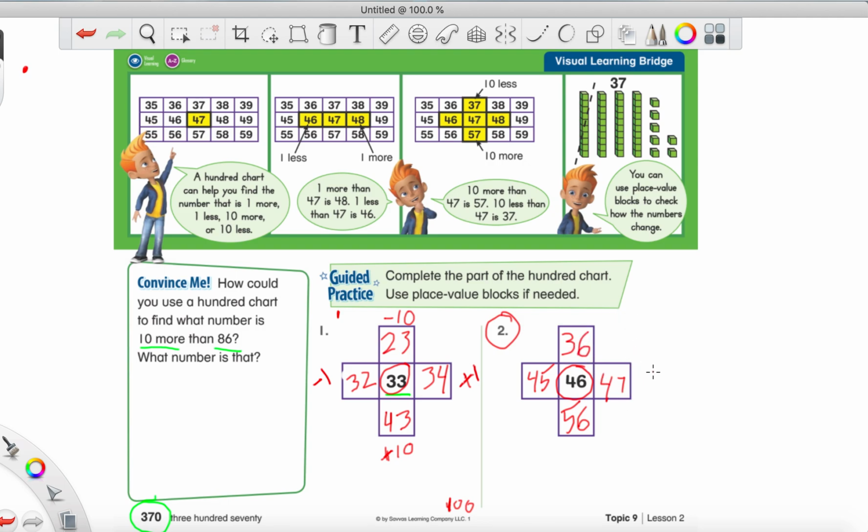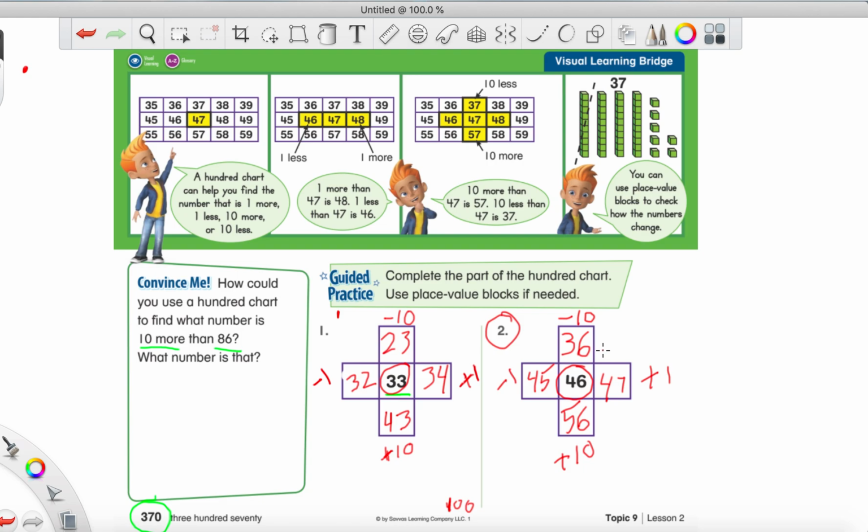So remember, we jump over 1, that's like saying plus 1. Jumping backwards 1 is like saying minus 1. Going down 1 is like saying plus 10. And jumping up 1 is like saying minus 10. So there's a couple ways you can think about this. I'm just trying to give you guys whatever you might need to help you understand this a little bit better.